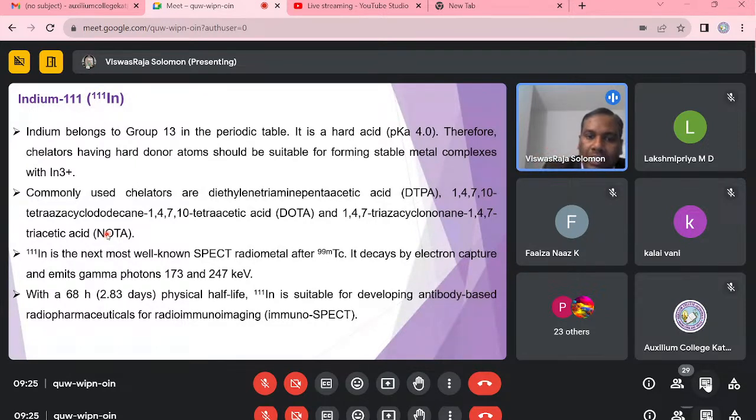That's why we can quantify the energy and we can visualize the images. Again, it has a half-life of 68 hours. It matches with the half-life of our antibody called trastuzumab. It also has a half-life of 3 to 4 days.